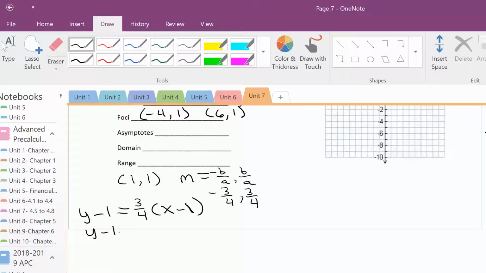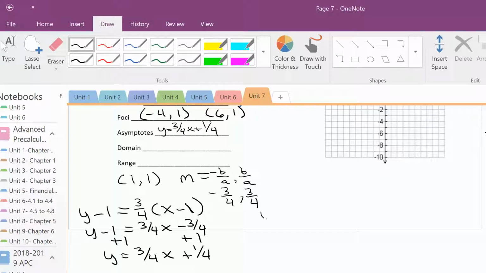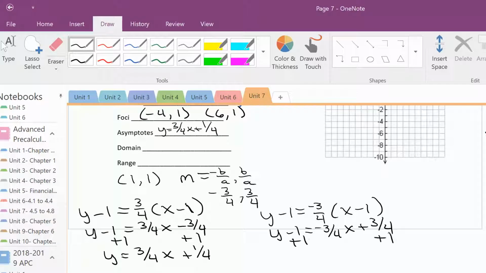So then you just distribute, and then you add the 1. So y equals 3/4 x plus 1/4. So that's one equation of a line. For the other one, you do the same thing, except now the slope is -3/4. And then you add 1. So you get y equals -3/4 x plus 1 3/4.